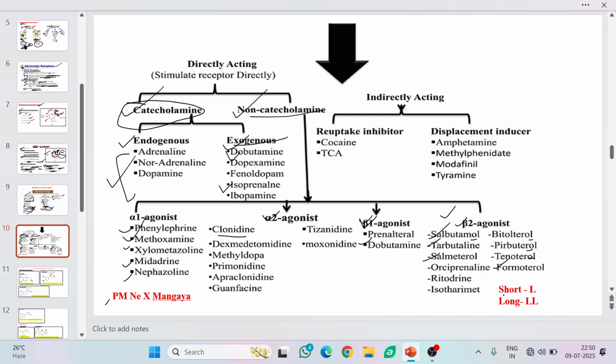Okay, so salbutamol and terbutaline are short acting. This is short acting. And salmeterol and formoterol, these are long acting.